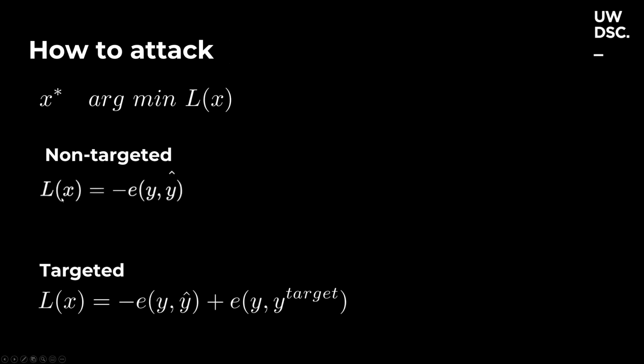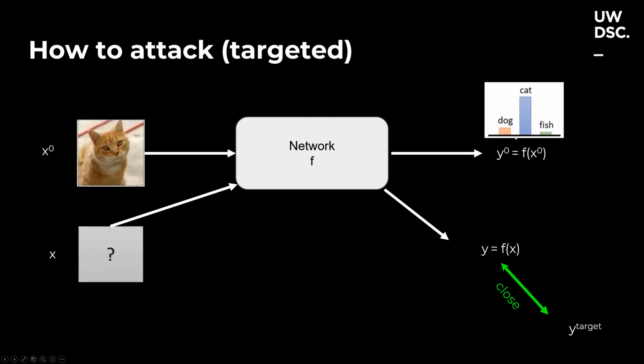So L given an X, and the loss function will be minus E, and E is just cross entropy, not binary, sorry, just cross entropy. And you have two inputs for the loss function. One is y and one is y hat. So y would be the output of the network you want to train on, and y hat would be the output of the original one, right? So the one above here, right?